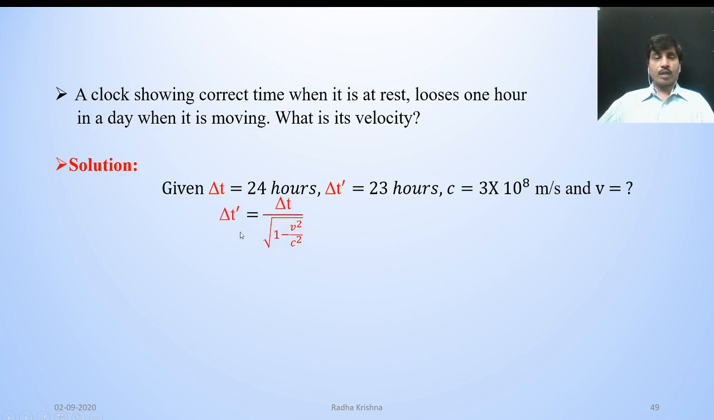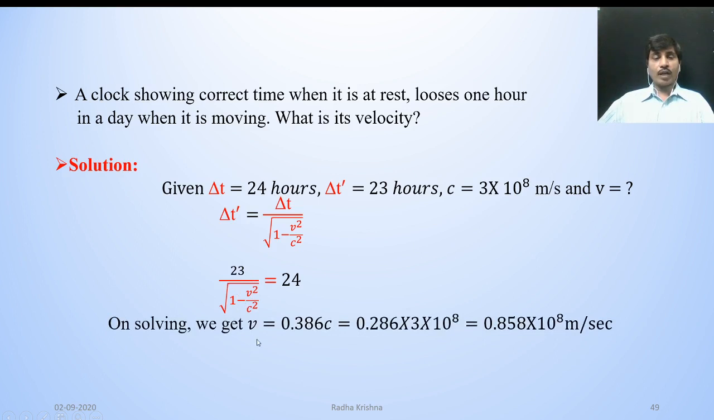We know that delta t dash is equal to delta t by square root of 1 minus v square by c square. On substituting, we get 23 by square root of 1 minus v square by c square is equal to 24. On solving, we get v is equal to 0.286c, that is equal to 0.286 into 3 into 10 to the power 8, that is equal to 0.858 into 10 to the power 8 meters per second.